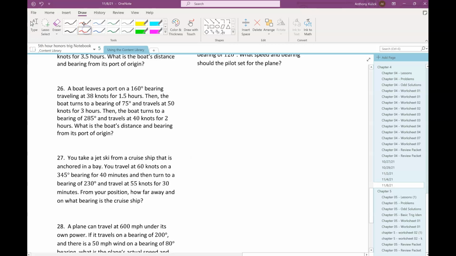Okay, so this says a boat leaves the port going 160-degree bearing, 38 knots for an hour and a half, then turns to 75-degree bearing, travels 50 knots for 3 hours, then turns again to 285 bearing, travels 40 knots for 2 hours. What's the boat's distance and bearing from the origin? So this really has 3 legs to our trip, right? So I'm going to break this up into 3 separate components.